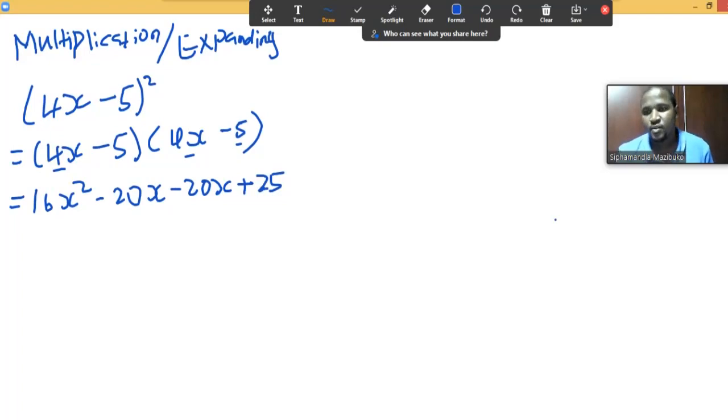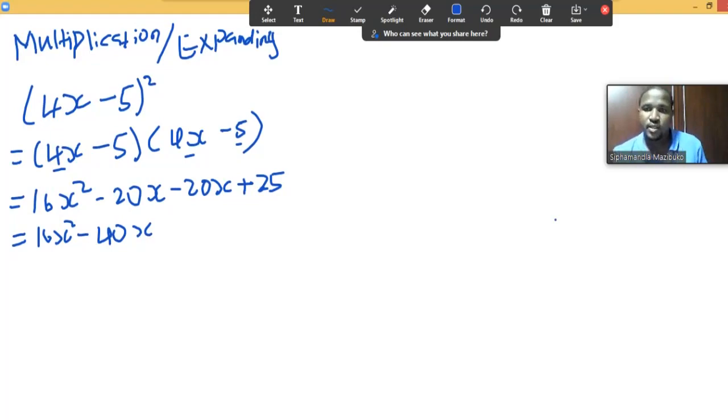Okay, so we're looking at the like terms. So 16x squared remains the same, as there's nothing else that has a squared here. But if you're looking at the second term, we have minus 20x and minus 20x. So that should give us minus 40x, because the bases are the same. We just add the coefficients here.